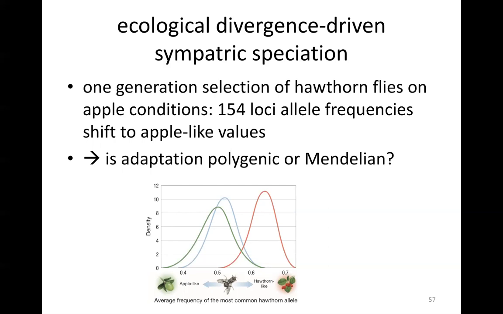The question I could ask you based on this is whether you could conclude whether this adaptation to apple or hawthorn, this local adaptation, would you guess this is a polygenic trait or a Mendelian trait? The answer should be obvious, but anyway, if you have any doubts, we can discuss during this stage.